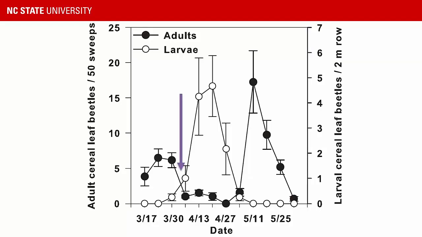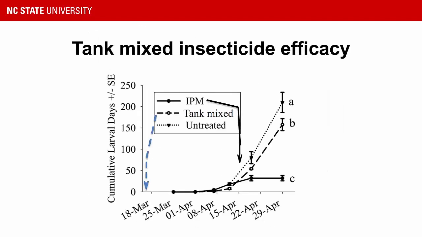Now applications made here that target larvae are somewhat problematic because if you drive over your field, you're going to experience yield loss due to drive down over jointing. So one of the things that we looked at a few years ago was an IPM strategy compared to a tank mix strategy. So in this particular situation, we treated in mid-March using that tank mix strategy. And then we did end up treating using our IPM strategy in mid-April.